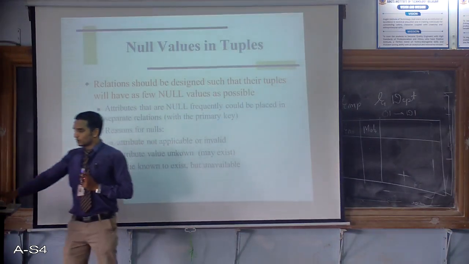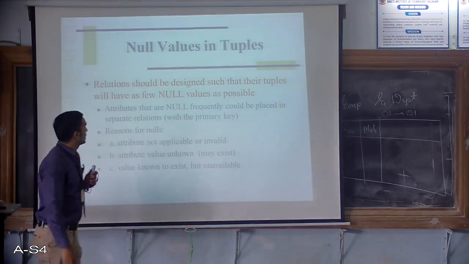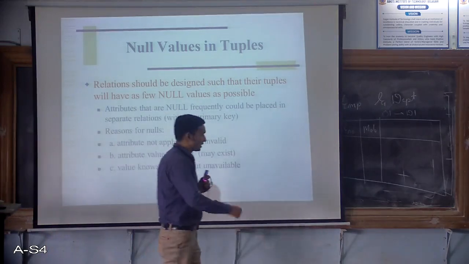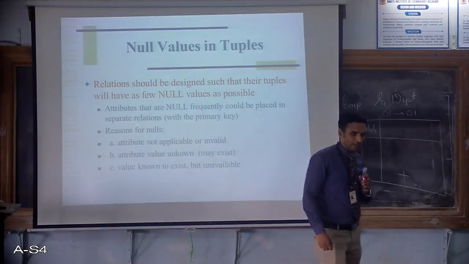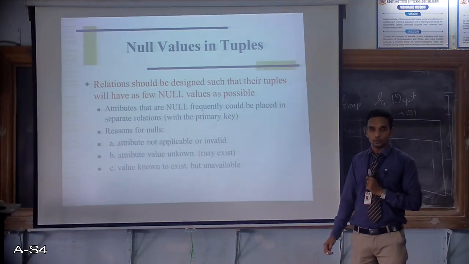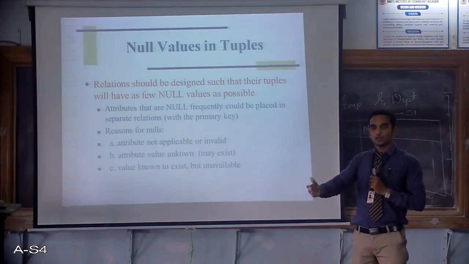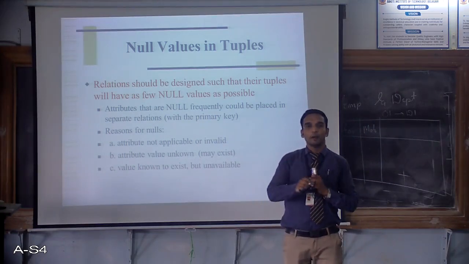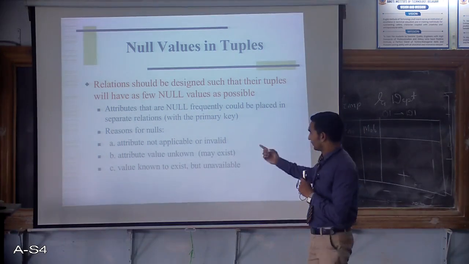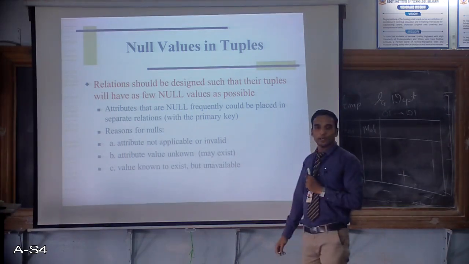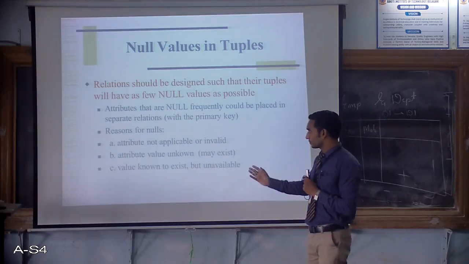So the next concept we are studying is reducing null values in the tuple. What I mean by this is, you design a relation such that you have very few null values in the table form. When you are creating a table, make sure that the attributes you include in the relation do not end up having null values in it. Attributes that are null frequently could be kept in a separate table.